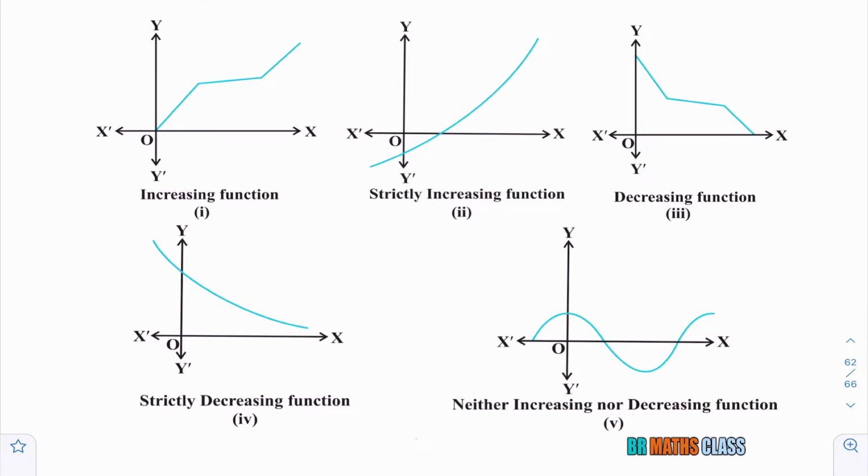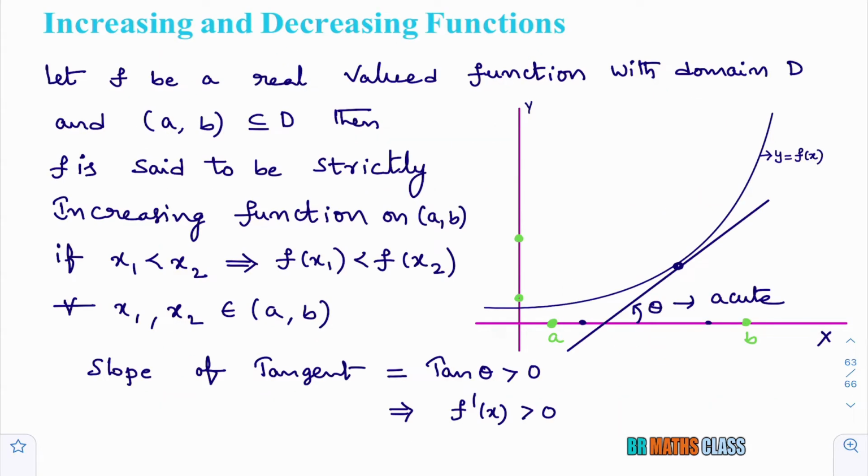Now I am going to give the definitions of strictly increasing function, strictly decreasing function, decreasing function, and 4 important points related to these increasing functions and decreasing functions. You observe this. This is the definition of strictly increasing function. You observe the graph. As x values are increasing, its functional values are also increasing.